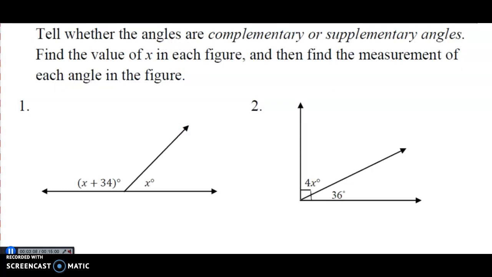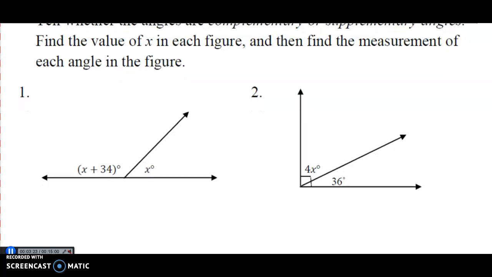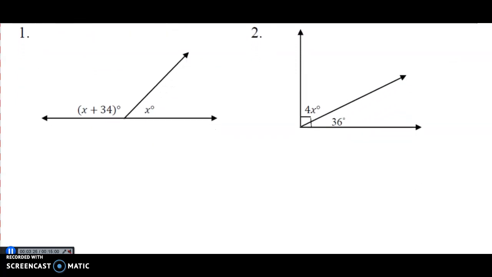Alright, for this part of the lesson, we're going to use the concepts of complementary and supplementary to determine the value of x in a geometric figure, and then we're going to be asked to find the measurement of each angle in that figure. So let's take a look at number one. Number one here, if you look, it is a straight angle, that the two together are making a straight line. Straight angles are always worth 180 degrees, meaning these two together would be considered supplementary.